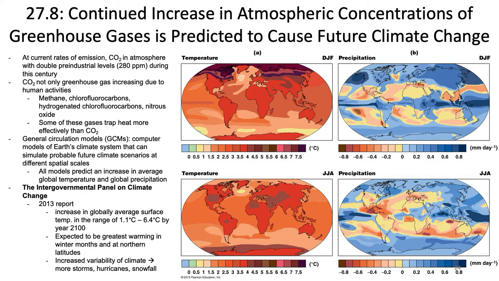So these models are really important for helping us decide policy and what we need to do right now to make sure that climate change doesn't get worse in the future. All of these general circulation models predict an increase in average global temperature and global precipitation, just at higher rates if we do nothing.